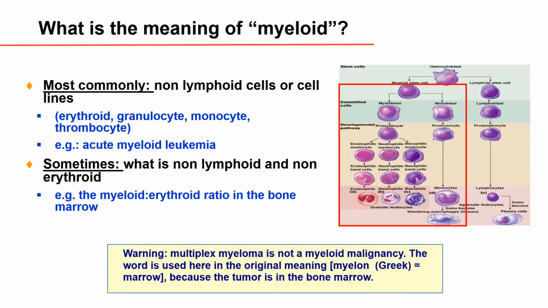myeloid leukemia. However, you have to be very careful about it, because when you talk about, for example, multiple myeloma, it is not a myeloid malignancy. This is only expressing the origin of the diseases, because in Greek myelon means the bone marrow. So anything that is myeloid is affecting mostly the bone marrow.